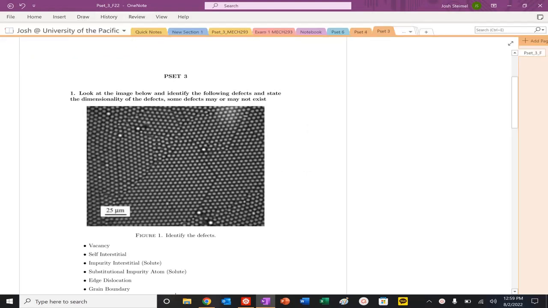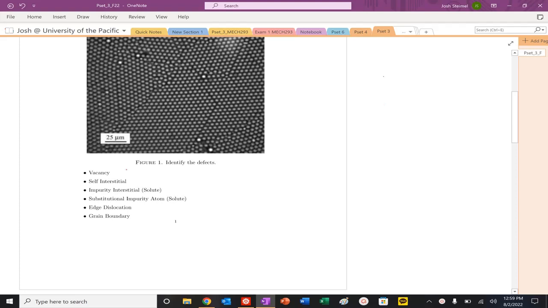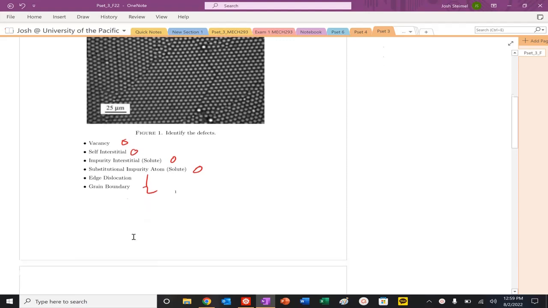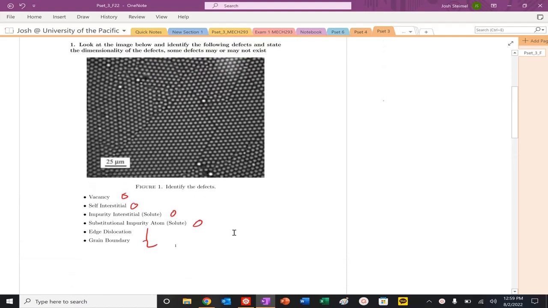Look at the image below, identify the following defects, and state the dimensionality of the defects. Some defects may or may not exist. Let's do dimensionality. Vacancy is 0D, self-interstitial is 0D, edge dislocation is 1D, grain boundary is 2D. Void is 3D. Frenkel pairs are 0D defects. I'm going to cross these out because we don't have an ionic crystal here, so those will not be seen.